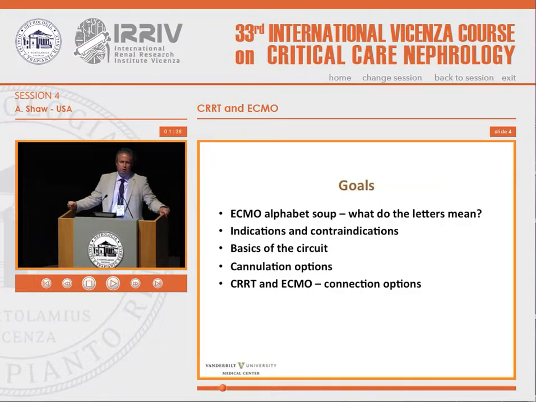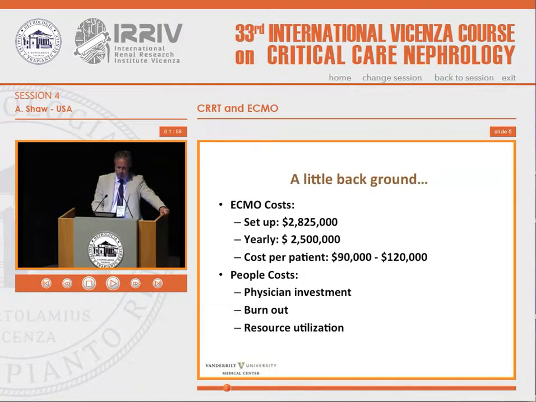A few bits and pieces about circuit basics. Cannulation is probably the most important aspect of the technical procedure, so I'm going to spend a bit of time on that. And then I'm going to end by discussing the pros and cons of the various different ways you can connect the various parts of the CRRT equipment to ECMO circuits.